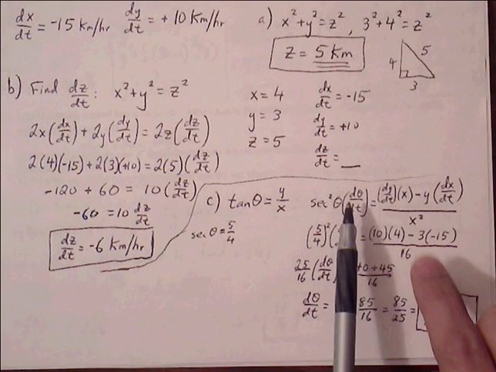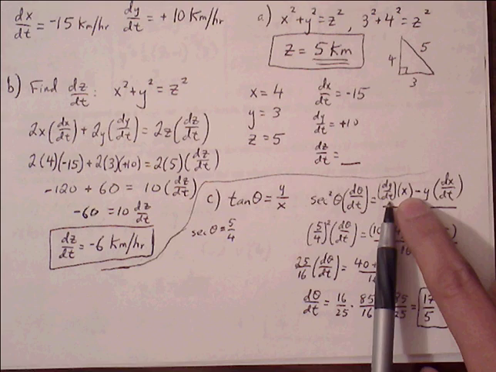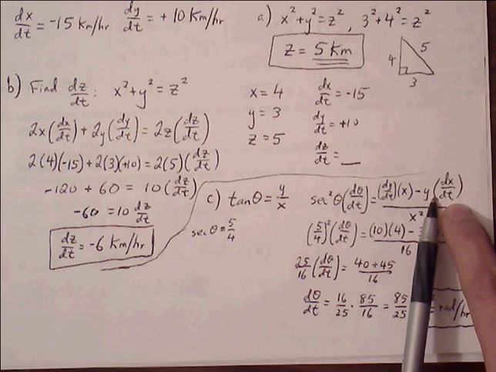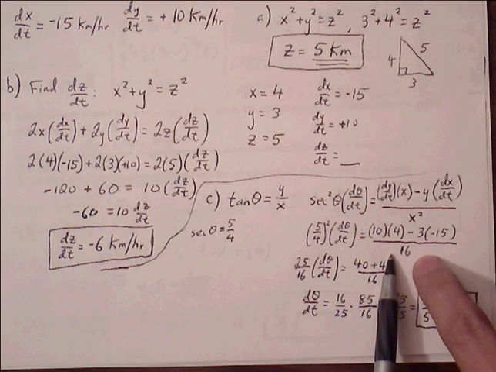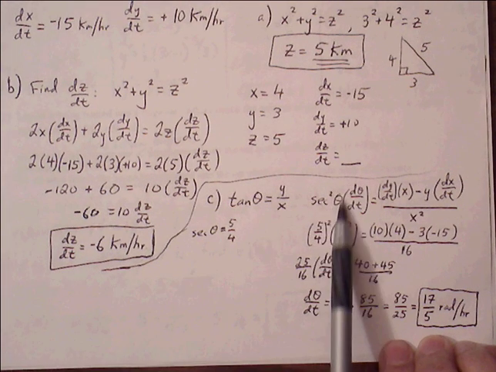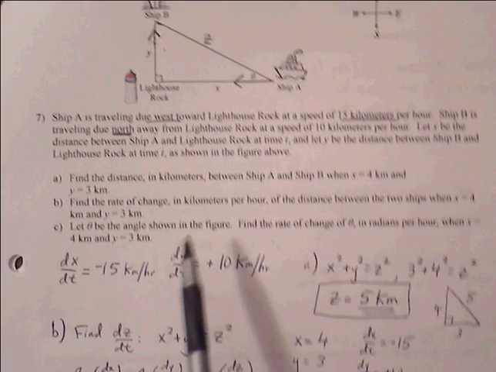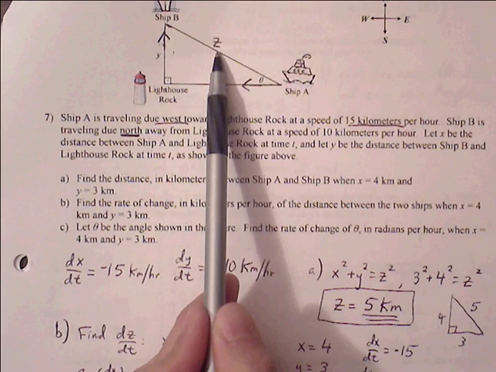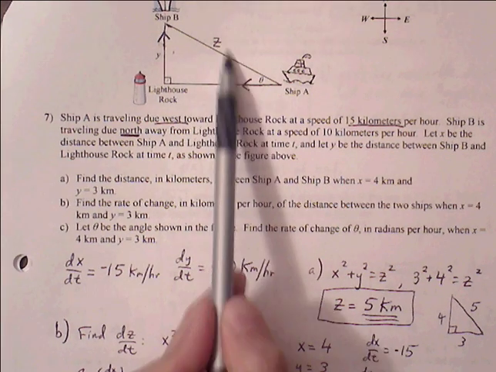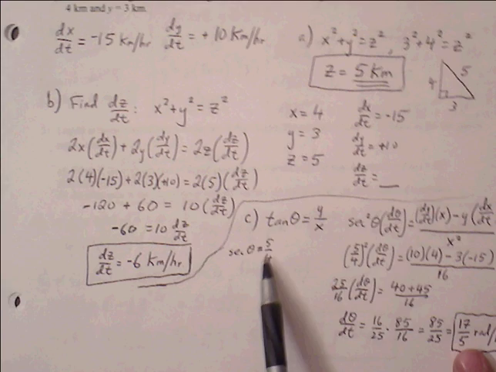So now we want to solve for d theta dt. We have information from parts A and B for dy dt, x, y, dx dt, and x squared. The only thing we don't know is what theta is, but we do know what the trig ratio is, right? We do know what secant of theta is. Secant of theta is hypotenuse over adjacent, so z over x. So this is 5 over 4. So secant theta is 5 over 4.